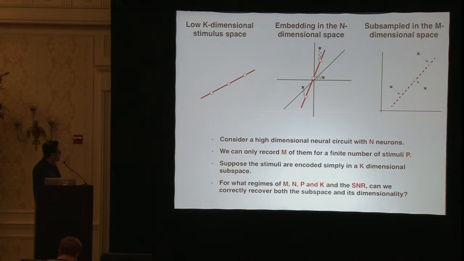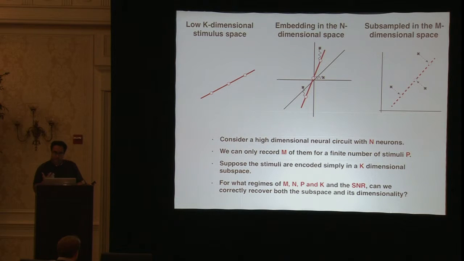So natural questions to ask are, for what regimes of these parameters, M, N, P, the number of stimuli you get to see, and the signal-to-noise ratio, can we correctly recover the subspace, its dimensionality, and then accurately decode the stimulus on single trials, on held-out data, okay?